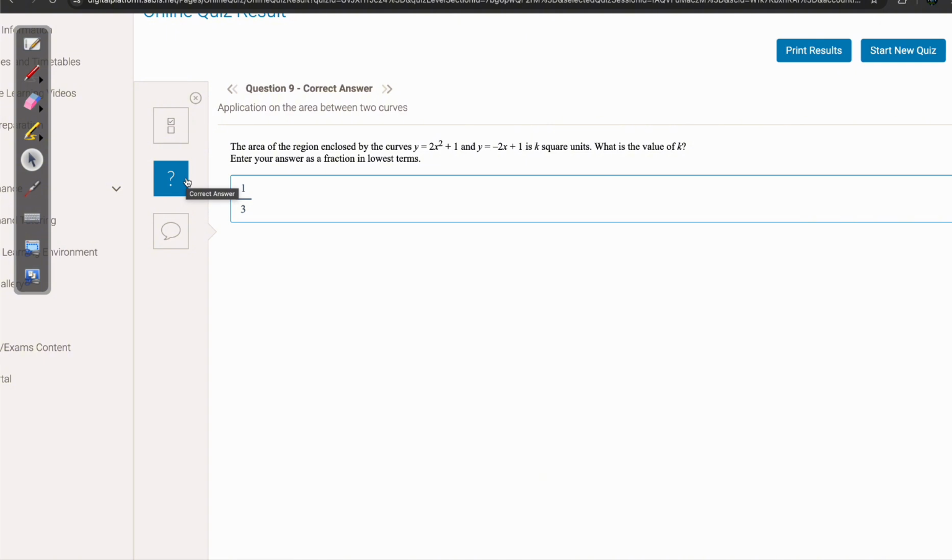The area of the region enclosed by the curves y is equal to 2x squared plus 1 and y is equal to negative 2x plus 1 is k squared units. What is the value of k? So first of all, we need to find the limits. How do we find the limits? We equate the two functions to each other. So 2x squared plus 2x is equal to 0. So you plug that into the calculator and you get that x is equal to 0 and x is equal to negative 1.